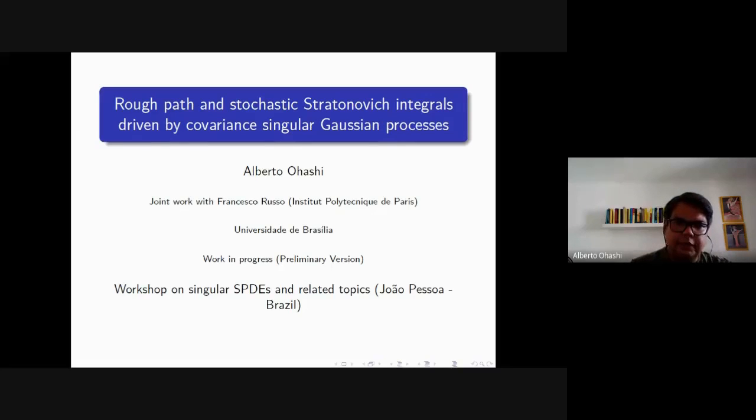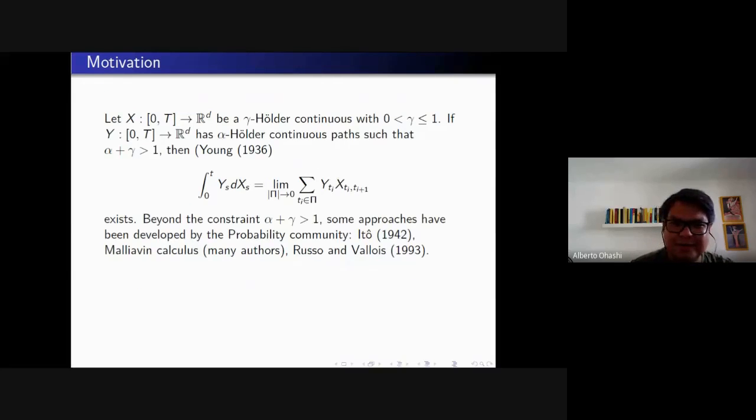Okay, so first, this is joint work with Professor Francisco Rousseau from Institut Polytechnique Paris. And it's a work in progress. So I just want to discuss with you the preliminary version of our results. Since there are not so many specialists in rough path theory, and there are some of them, I decided this morning to write a few words about what rough path is about.